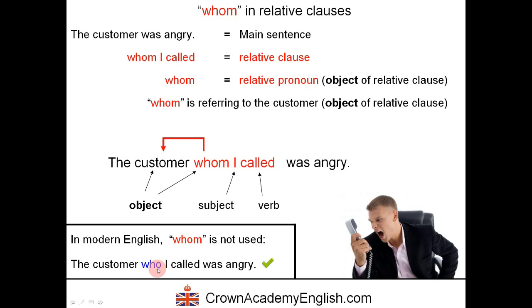We replace it with who. So instead of saying this, we usually say, the customer who I called was angry. So who now becomes the object of the relative clause in modern everyday English. Okay, but it's still important that you know the real official grammar rule. It's important to know this, but then to realize that it is not very common.